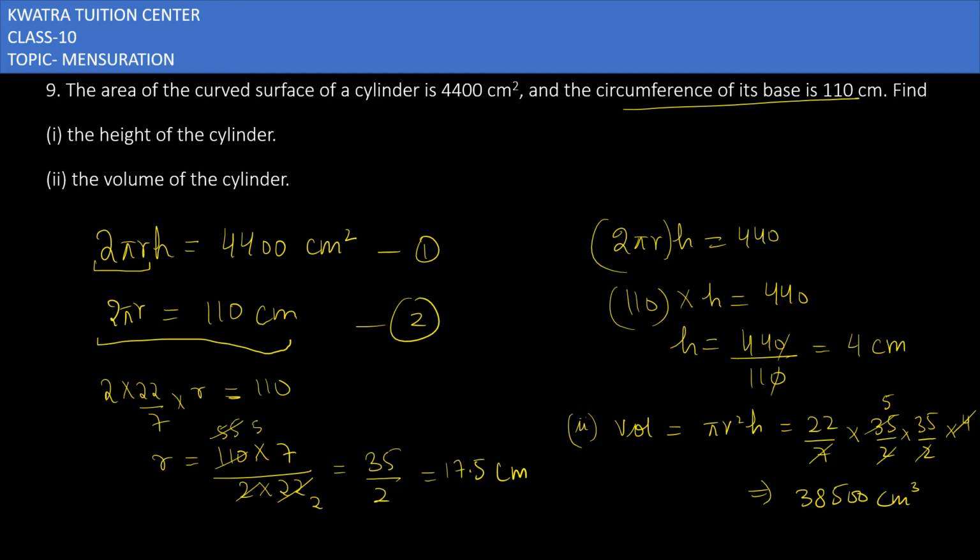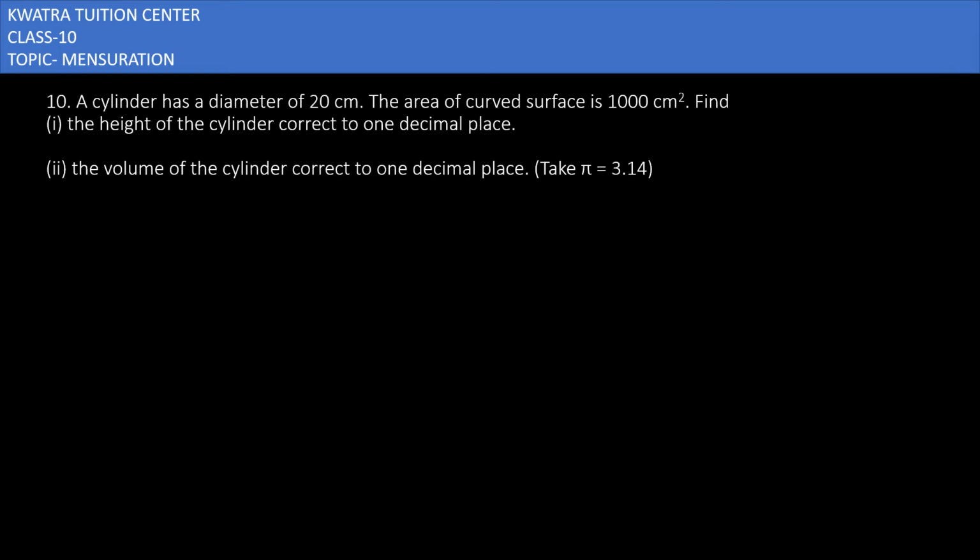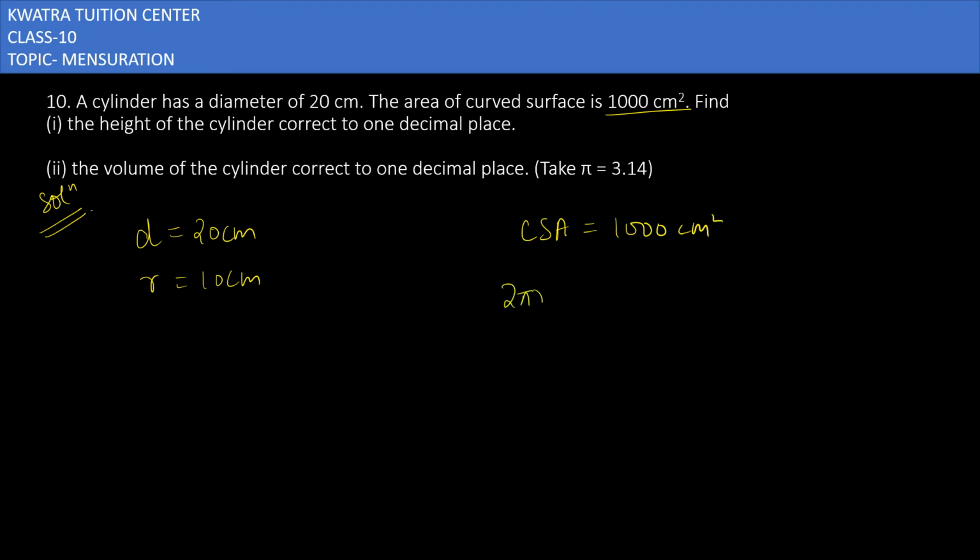Now moving to the 10th one. Let's start with question number 10. It says that a cylinder has a diameter of 20 centimeter. D is there, which is 20. R will be 10. And then area of curved surface area will be 1000 centimeter square. So CSA will be 1000 centimeter square, or CSA can be written as 2 pi RH. So then you can put the value in it. So it will be 2 into 22 by 7.